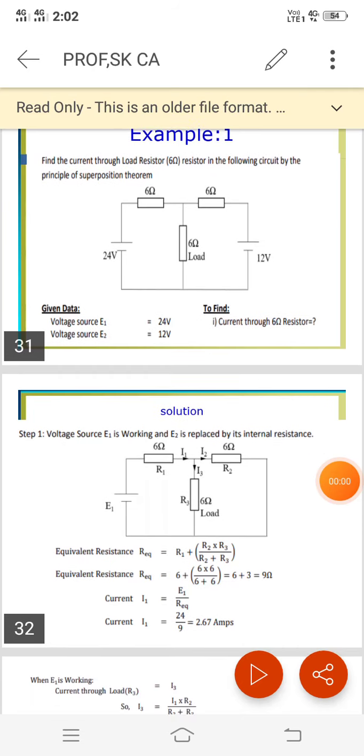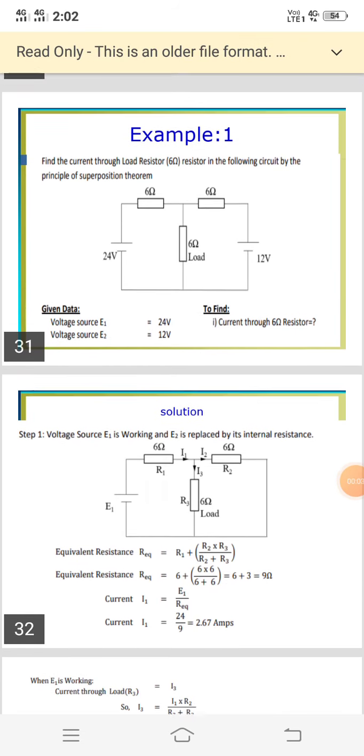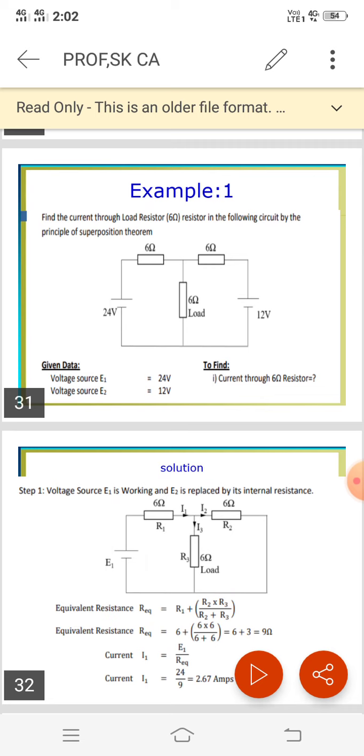This is the superposition theorem. Now let us see problem number 1. This problem says: find the current through the load resistor of 6 ohm in the following circuit by the principle of the superposition theorem.